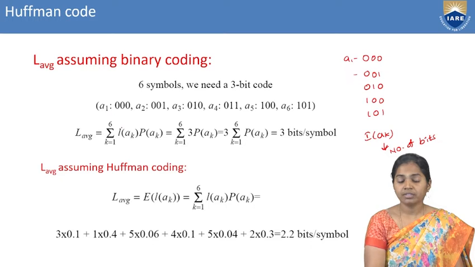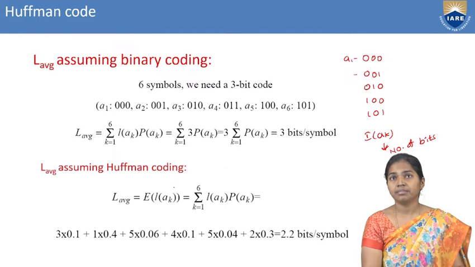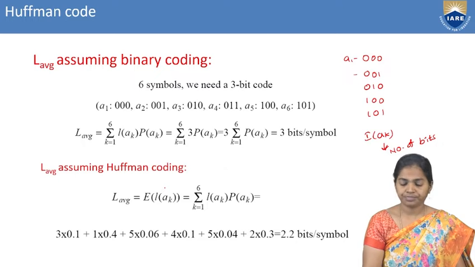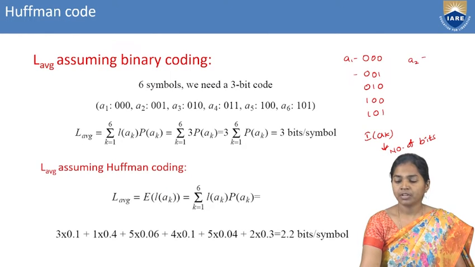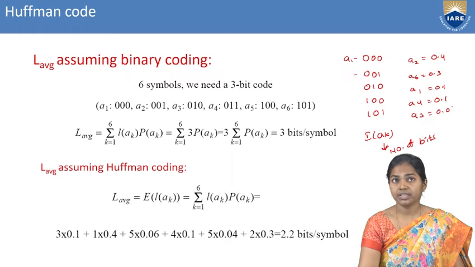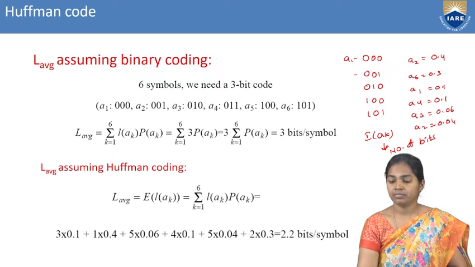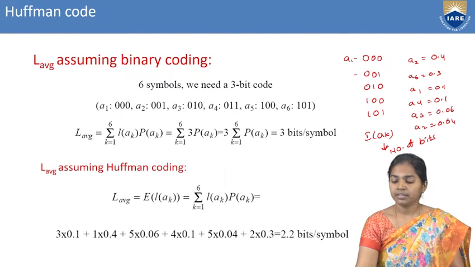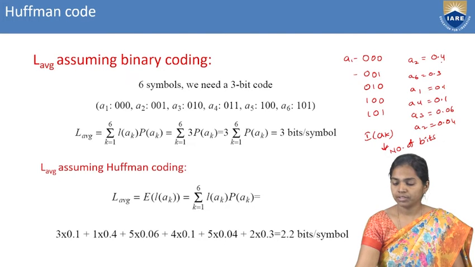Consider one example. Here the probability value for A2 is 0.4, A6 is 0.3, A1 is 0.1, A4 is 0.21, A3 is 0.06, and A5 is 0.04. So these are the values. Here in this case, A2, A6, A1, A5.